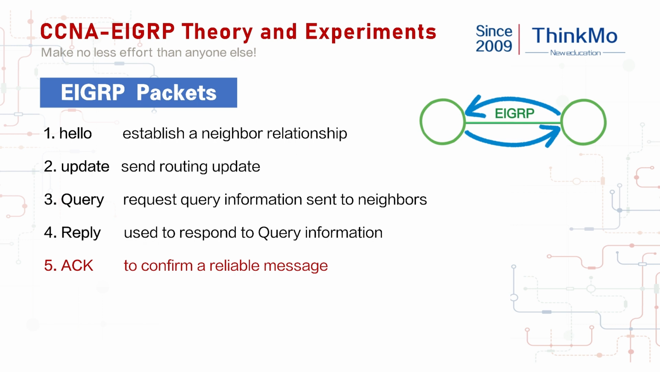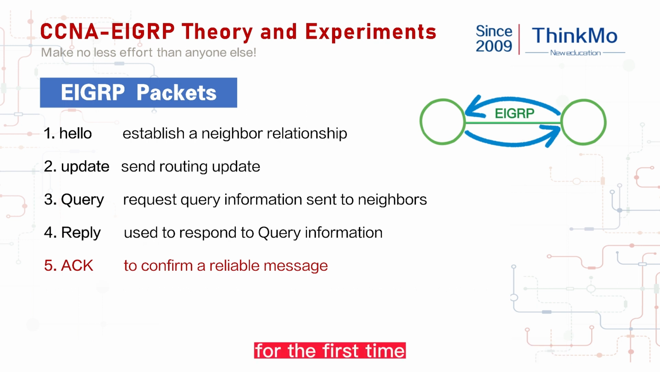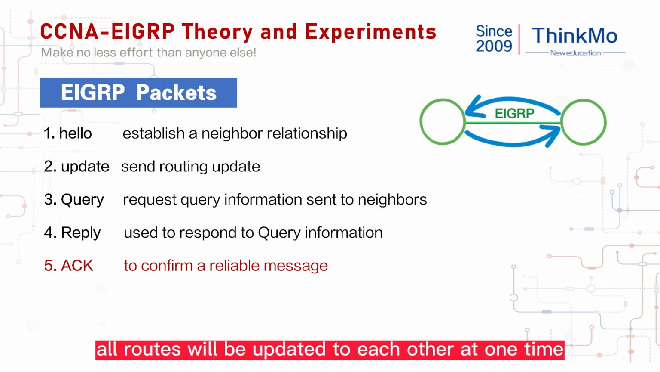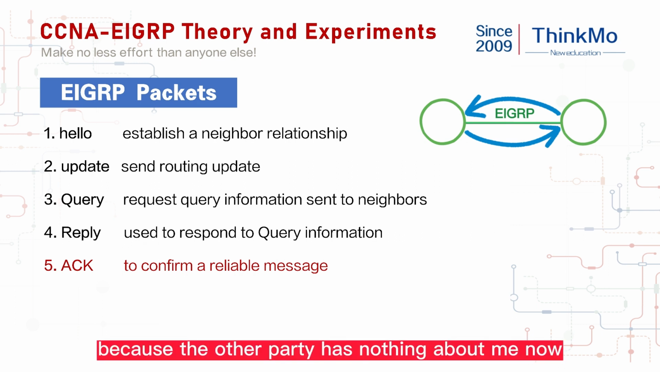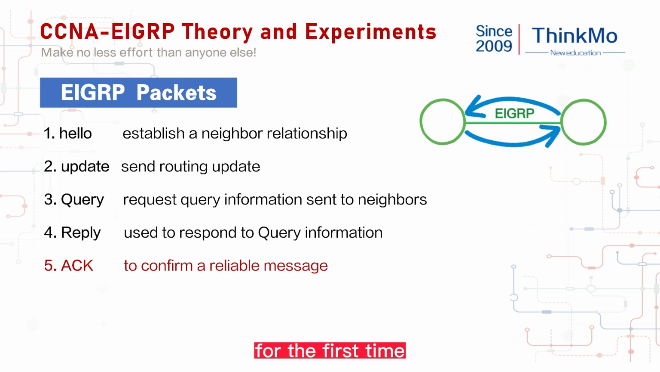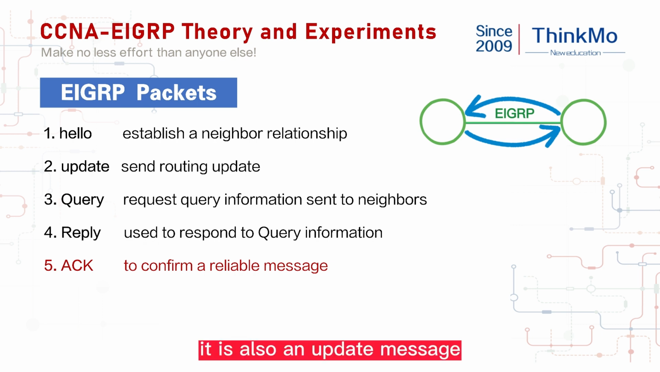The second message is update. It sends routing updates and represents 2 cases. The first is when the device establishes a neighbor relationship. For the first time, all routes will be updated to each other at one time. The first packet is also a packet passed by the router, because the other party has nothing about me now. The message sent to the other party for the first time is the content carried by the update message. Secondly, if there is an update in the future, also known as sending routing updates, it is also an update message. Then EIGRP sends the routing table.